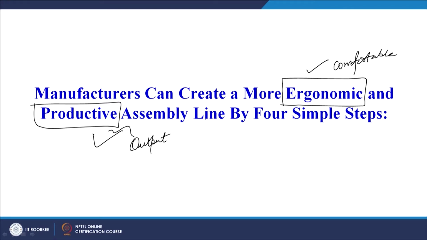So the manufacturers can create such an environment in which the worker feels both comfortable and safe, and at the same time he is able to produce as per requirement, his productivity is good, his efficiency is better, his effectiveness is the best. If he is able to do that, then we will say yes, the environment that we are providing, or the assembly line that we have designed, is designed in the best possible manner.